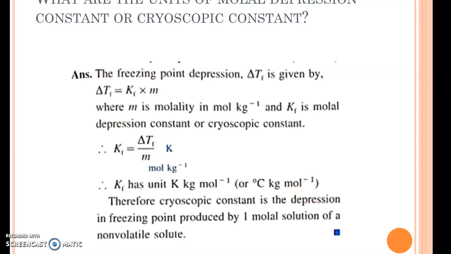The freezing point depression delta Tf is given by the formula, which you have to write. You have to write what is what in that formula, like m is molality, in what units, in mole per kg, and Kf is the molar depression constant. You have to write down everything really properly. That's what gives you marks. If you write everything vaguely, no one is going to give you marks for that. Moving on to the next most important question.